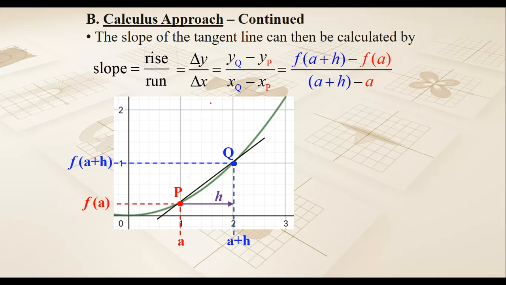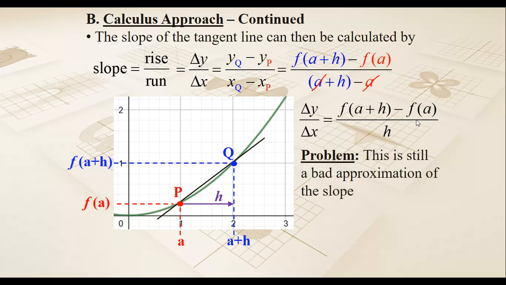Now, we can simplify this equation a little bit here. If we look at the denominator of the equation, I can actually get rid of this a, because we're going a plus h minus a, and that would just leave me with h in the denominator. So your slope, which is your change in vertical distance divided by your change in horizontal distance, would be equal to f of a plus h, subtract f of a, divided by h. Okay, that's the slope of the tangent line I see here.